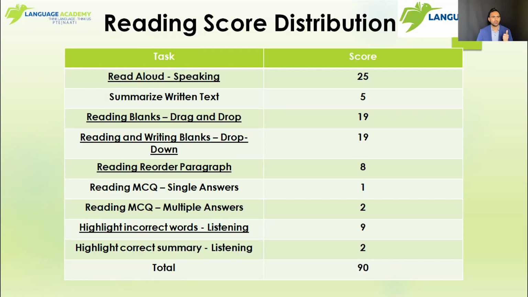Now, quickly, I'll wrap up a few things. If you're aiming for 6 each, what I'll recommend, first of all, is to focus on read aloud, make sure it is perfect. Summarize written text, make sure it is perfect as well. Then highlight incorrect words, you have to figure that out and make sure that is perfect as well. If you have a look over here, if your read alouds, summarize written text, and highlight incorrect words are perfect, you have already secured 40 points.